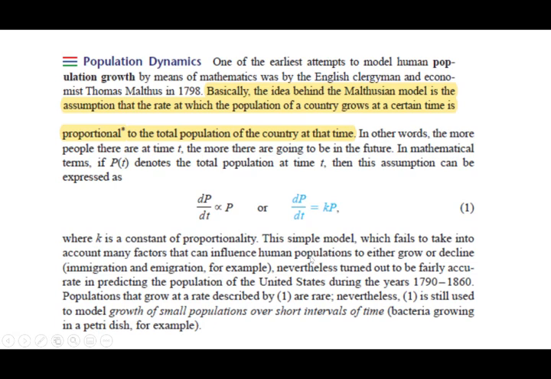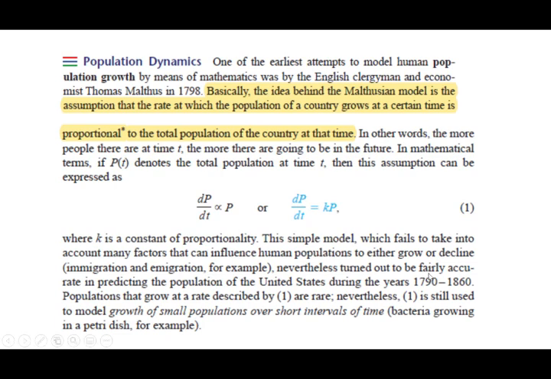This model fails to take into account many factors that can influence human populations to either grow or decline. Immigration and emigration, for example. We are not considering a lot of people coming, let's say, to the United States. If we want to do that, we have to add plus some proportional term, let's say a P. But also we are not considering people dying here, so we should have minus some constant times the population again. So there are other possibilities to add or subtract to this model.